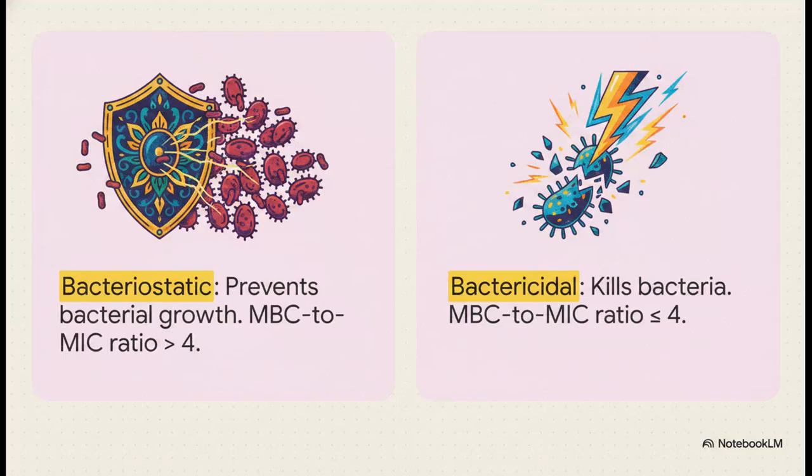Now, you've definitely heard the terms bacteriostatic and bactericidal, but what actually defines that line? It's not just a guess. It comes down to hard laboratory math. Specifically, it's the ratio of the minimum bactericidal concentration, or MBC, to the minimum inhibitory concentration, the MIC. If that MBC to MIC ratio is greater than 4, the drug is considered bacteriostatic, meaning it just pauses bacterial growth and relies on the patient's immune system to clean up the mess. If the ratio is 4 or less, it's bactericidal. It actively kills the bacteria outright.